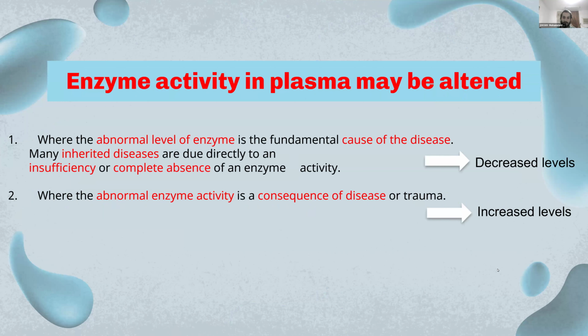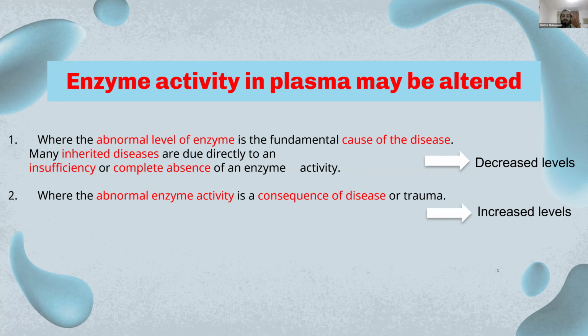Now, there are 2 ways the enzymes can be altered. This is the normal enzyme level. The enzymes can be increased, or they can be decreased. Causes of decreased enzyme levels can be deficiency of the raw material to make the enzymes, if you have malnutrition or whatever, or a deficiency in this enzyme because of a gene mutation. And we'll get to that. These are mostly inherited diseases. As I said, you have a gene mutation causing lack of the enzyme or decreased activity of that enzyme.